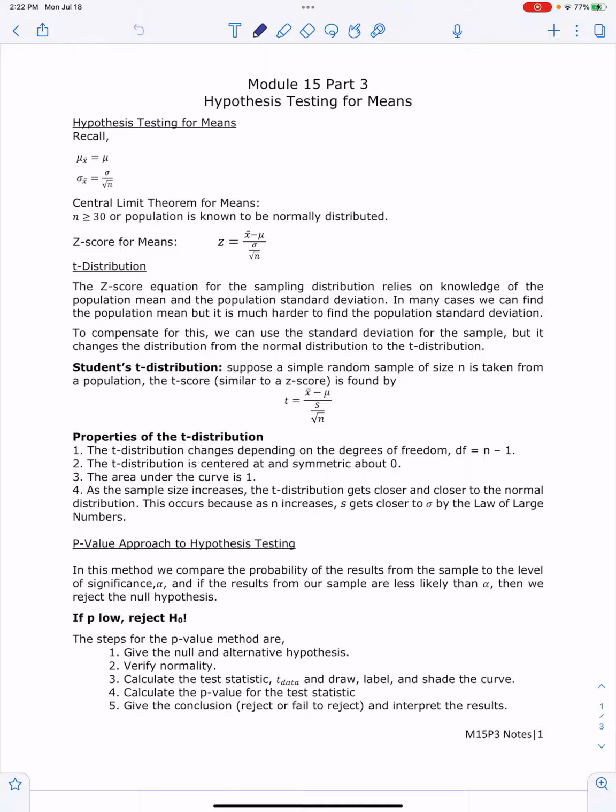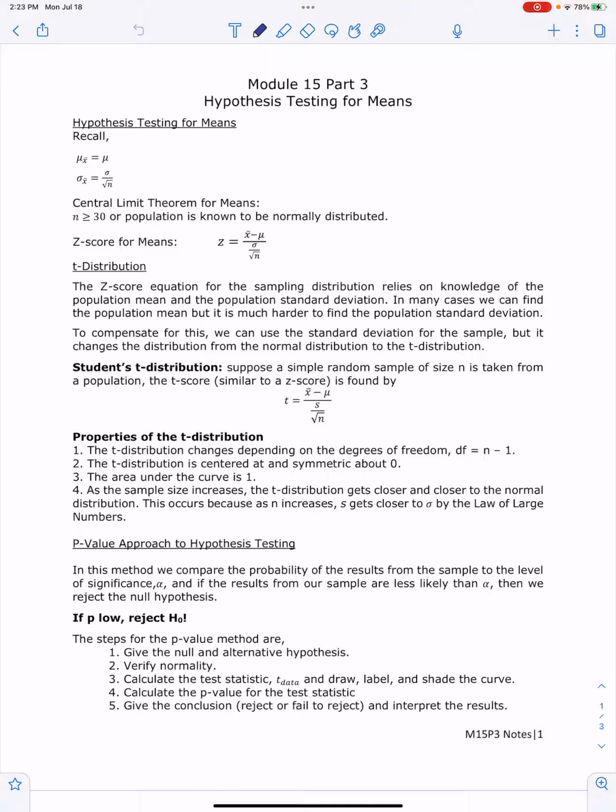Okay? So our central limit theorem for means, we want to know that our sample is larger than 30 or the population's known to be normally distributed. Then we're using a z-score. We use a t-distribution though and a t-score if we don't know the population standard deviation, so we don't have sigma, or if our sample size is not large enough. And then we're going to go back to the student t-distribution like we did with confidence intervals.